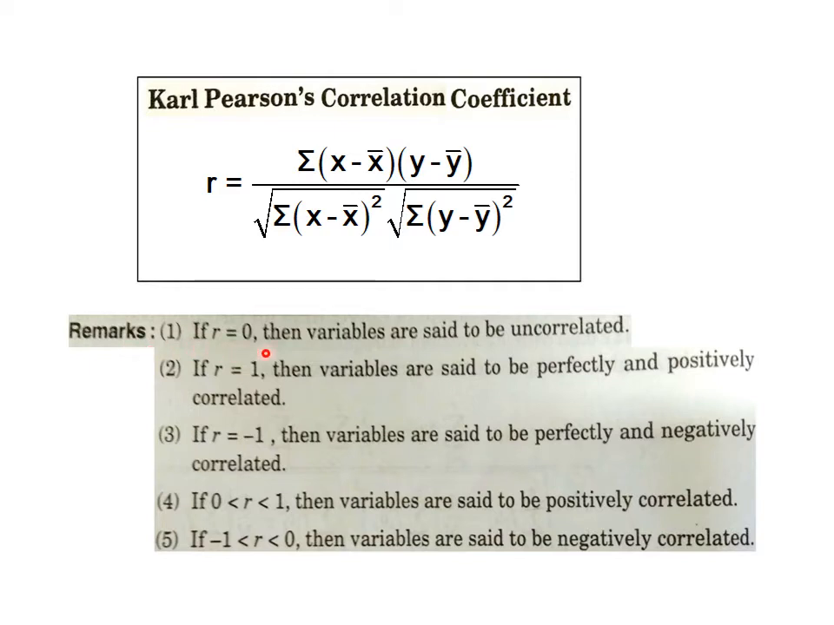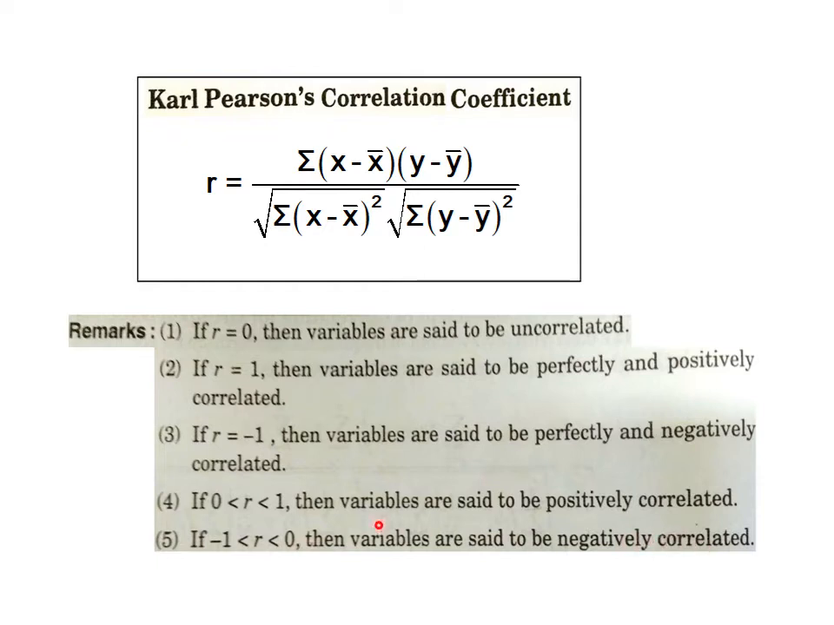If r is 0, then we have to say that these two variables x and y are uncorrelated. That means there is no correlation between the variables. If r is 1, then variables x and y are said to be perfectly correlated and positively too. If r is minus 1, still the correlation is perfect but of negative kind, so perfectly and negatively. And if r lies between 0 and 1, then simply it's positive correlation, and between minus 1 and 0, negative correlation.